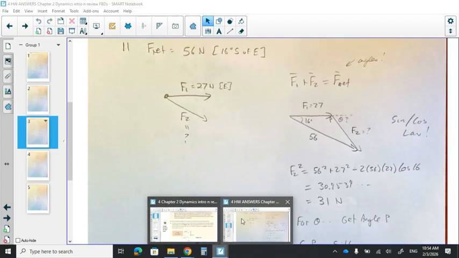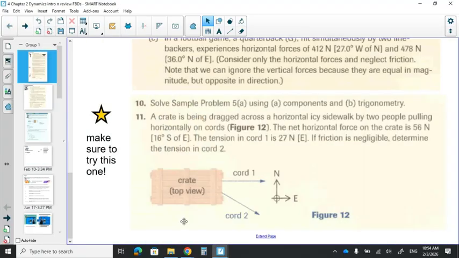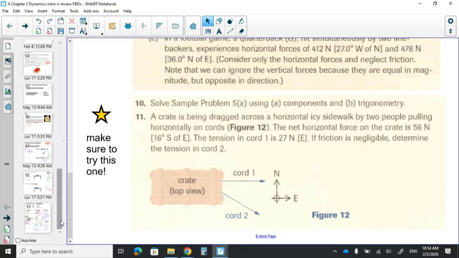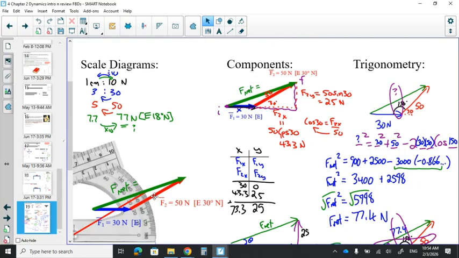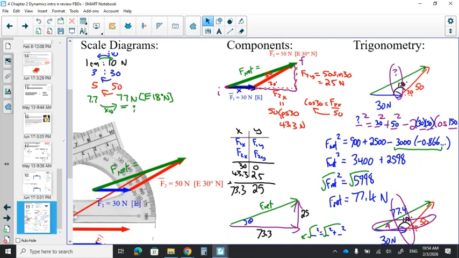Hey there, everyone. I just want to add a quick note to the solution that's posted for question number 11 from lesson 4. If you're looking at methods we looked at for working with vectors in that lesson, there's the scale diagrams, which is the basic level, the most fundamental skill: draw the vectors, measure them. The hardest part is establishing a scale, which is not hard.